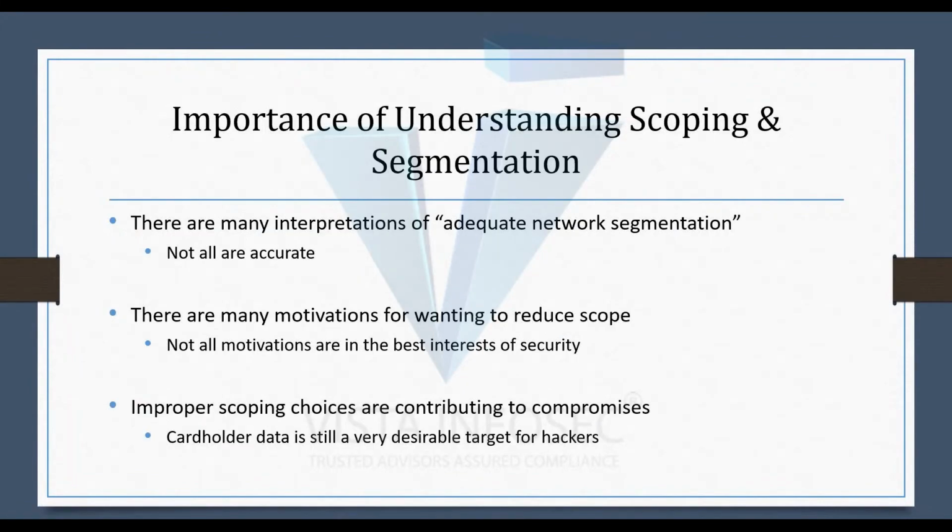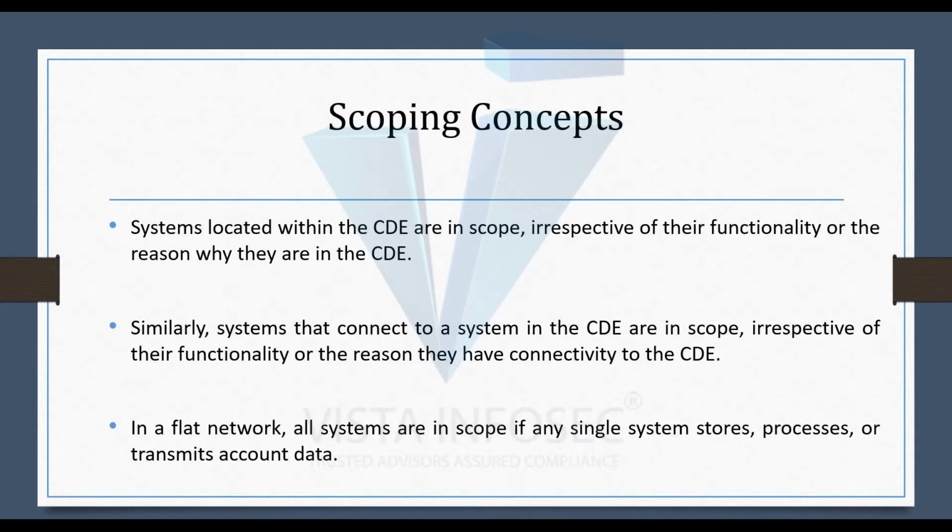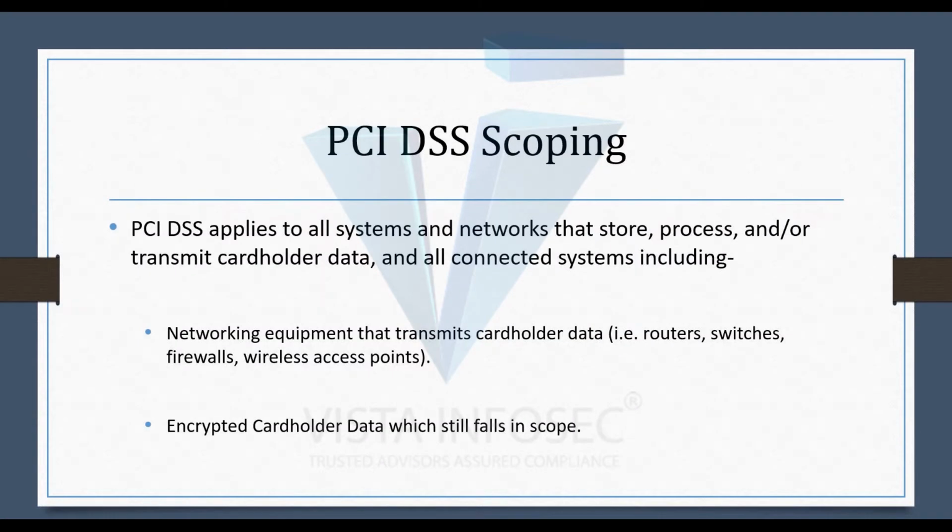So as we saw earlier, there are many motivations for reducing scope. PCI DSS applies to all systems and networks that store, process, and transmit cardholder data, including network equipment and including encrypted data, which still falls in scope. This is something that I don't get tired of repeating, because we have seen so many places where they have made a mistake.